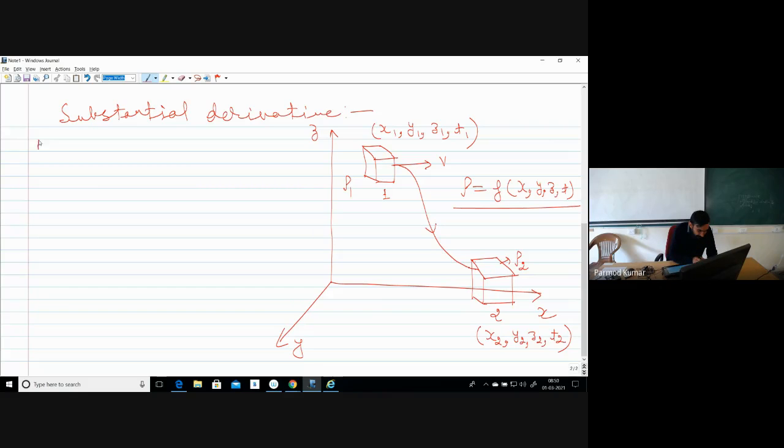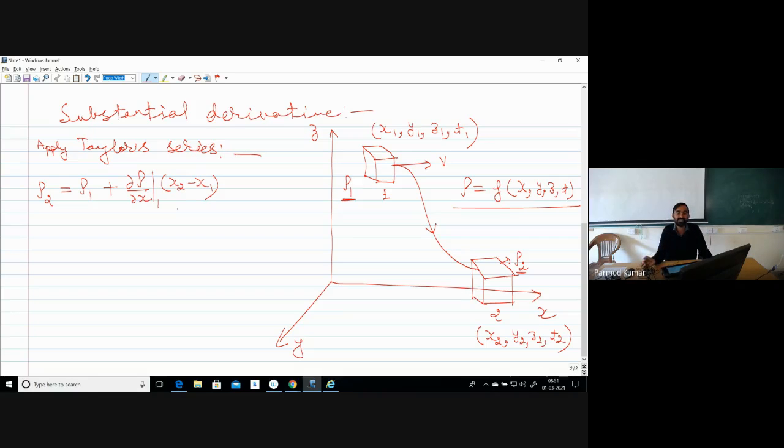Now, if I apply Taylor's series, and I try to find the density at location number 2 with reference to the density at location number 1, I know that density depends on all the space and time parameters. So using the Taylor series expansion, density at point 2 will be equal to density at point 1 plus ∂ρ/∂x at point 1 into (x2 minus x1). That is something I am writing from the Taylor series expansion.